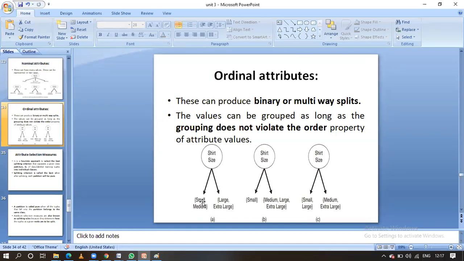For example, after small we cannot place extra large; the order is small, medium, large and extra large. Here we are converting to a binary split by combining two or more attribute values. Coming to here, small, after that medium, large and extra large. In this way we have to maintain the same order. We should not violate this order, guys, in these ordinal attributes. After the split also we should be in the same order. Here also, third, fourth one: small, next medium, large, extra large. Likewise we have to do the same way.